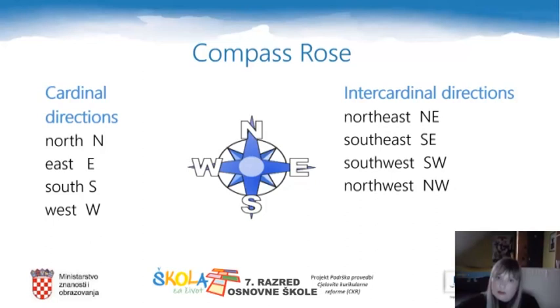And they are northeast, sjeveroistok, southeast, jugoistok, southwest, jugozapad, northwest, sjeverozapad. Feel free to stop the presentation and practice the spelling and pronunciation.